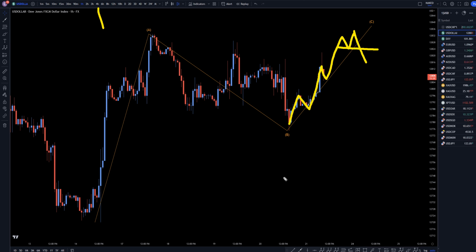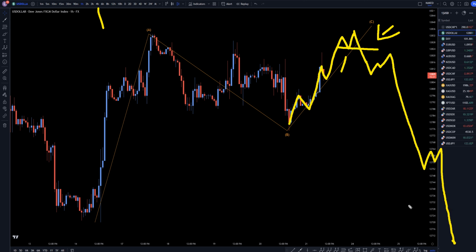So if you do see 3 waves up, and you see a break of structure on that third wave like I'm showing right here, then that's definitely going to be the end of a correction, I believe, and most likely would be a really good entry to go short for the continuation of this downtrend.